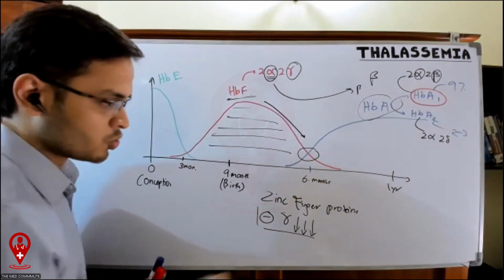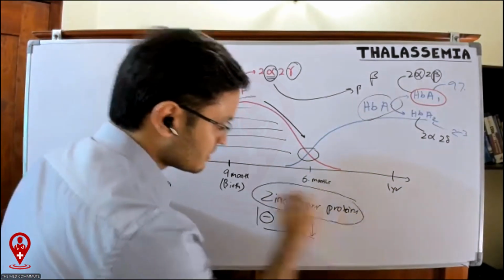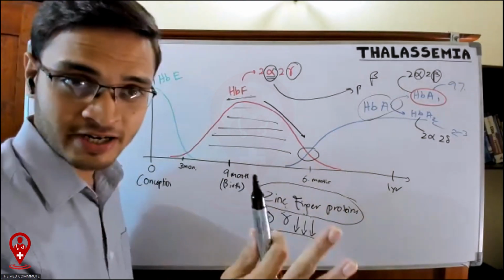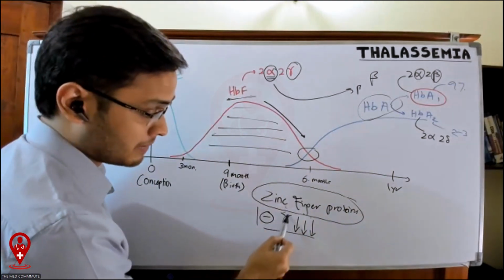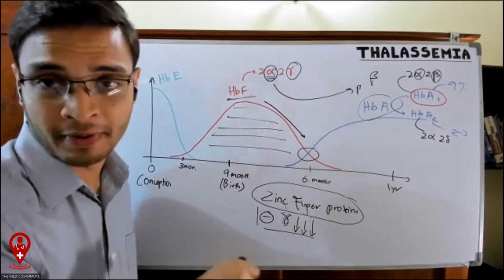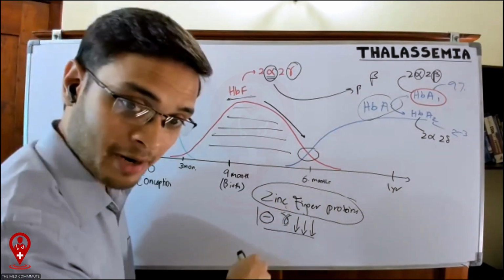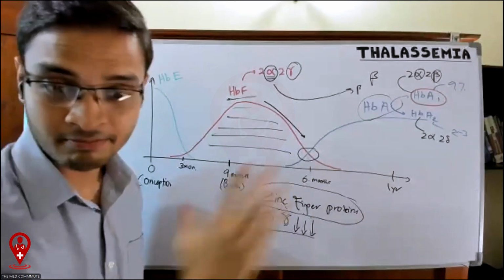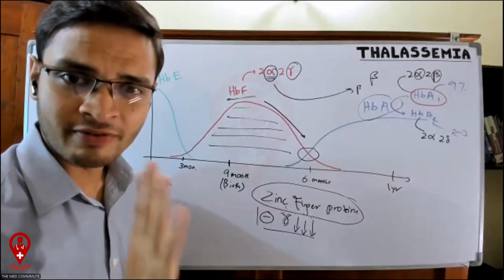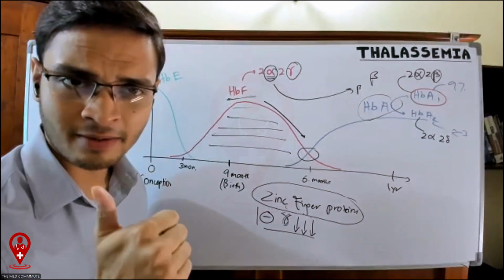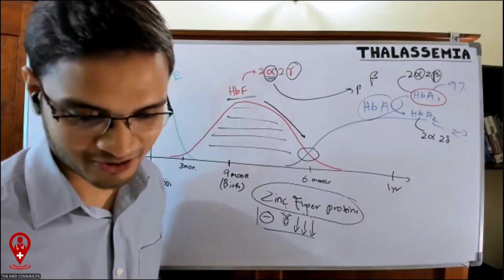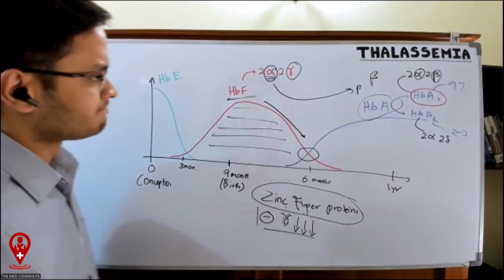So who has the important role here? Zinc finger proteins. Because if zinc finger proteins are not there, the gamma chains won't drop, and there are some other pathologies that we'll talk about towards the rest of the class. Everyone understood up to this point? Give me a thumbs up. Okay, good.